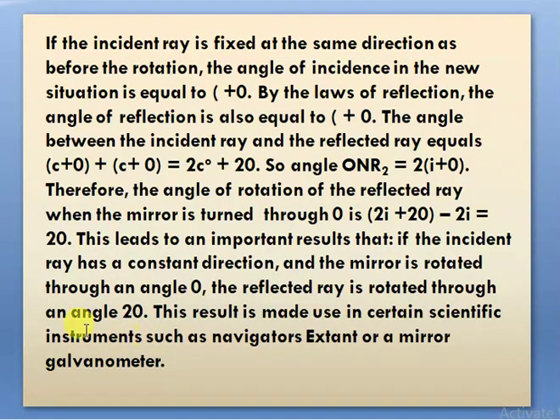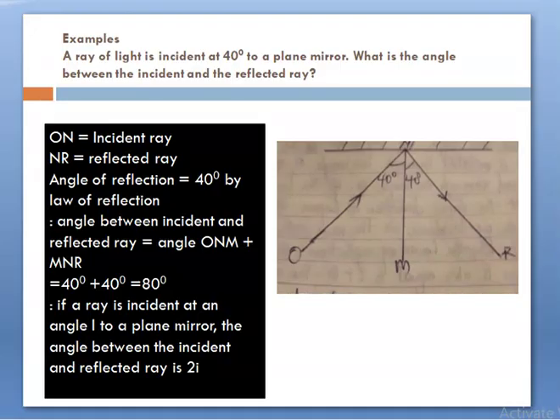Now, this result is made use of in certain scientific instruments such as navigators' sextants, or a mirror galvanometer. Now let's see this. Remember, we said that for the effect of mirror rotation on a reflected ray, when the incident ray is fixed and the mirror is rotated, the reflected ray will be rotated through an angle 2 theta. Now let's see some examples.